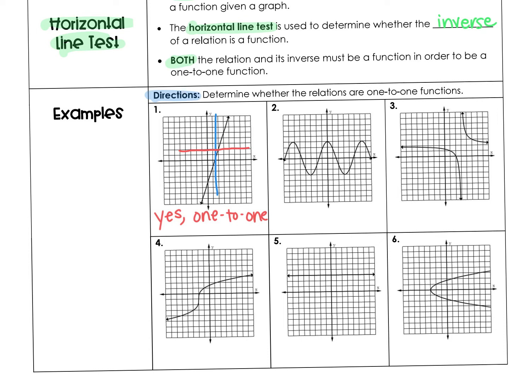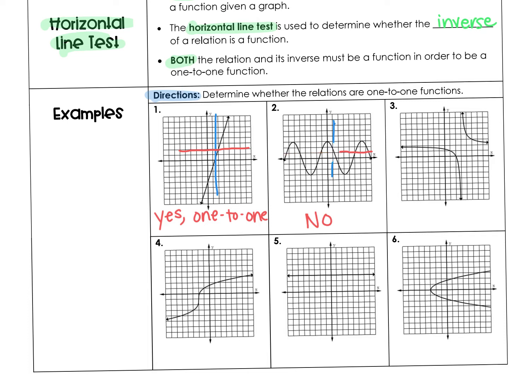All right, let's look at number 2. I'm going to start with the vertical line test. It looks like anywhere I draw a vertical line on this graph, I'm only going to touch one time. That means this relation represents a function. Now let's do the horizontal line test. Whoa, if I draw a horizontal line, I'm going to touch many times, infinitely many times. That means the inverse of this relation is not a function. So no, this one is not one-to-one.